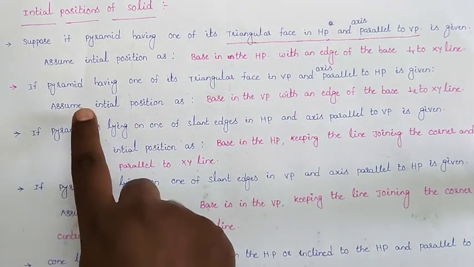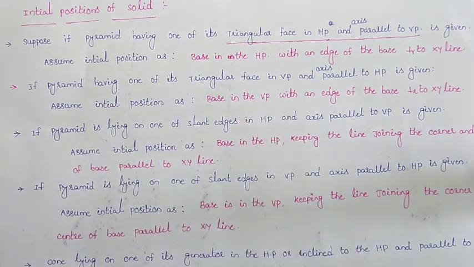And suppose the pyramid has one of its triangular faces in the vertical plane and the axis is parallel to the HP, as given in the problem. In this problem, we can assume the initial position as the base in the VP. We know that when the base is in the VP, the axis is perpendicular to the vertical plane and parallel to the horizontal plane.